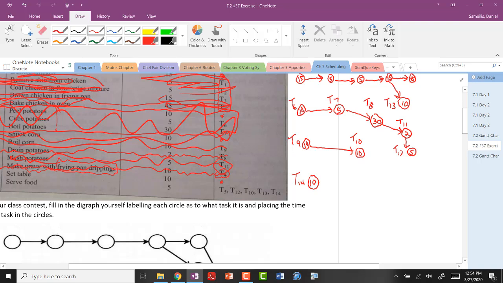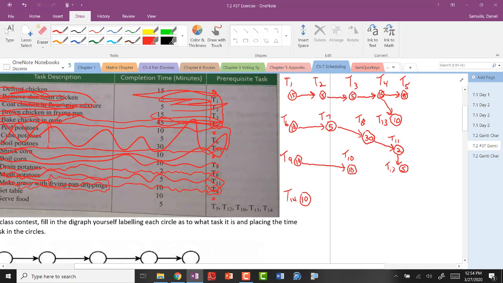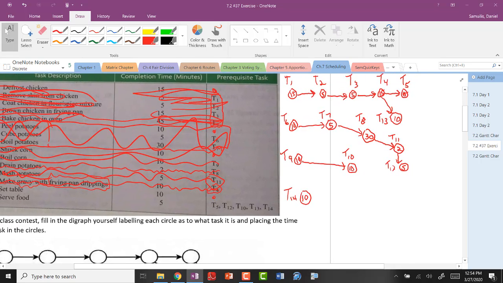Set the table. That is its own separate independent task of these other three tasks that are related there. All right. And then T5, T12, T10, T14 and T13 all lead to the only sink in this whole situation.